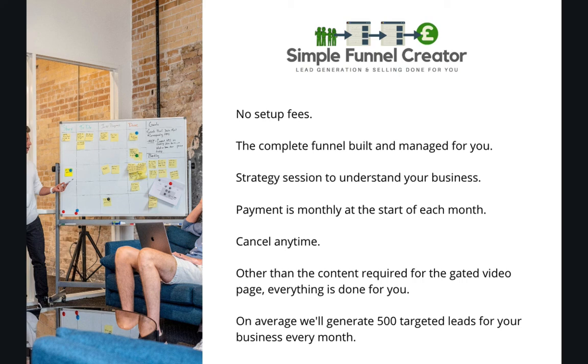You can cancel any time, so that's why we always take the payment at the start of the month. Other than the content required for your gated video, which we'll talk about with you in your strategy session, everything else is completely done for you. On average, you'll get a minimum of about 500 targeted leads for your business each month, with the conversion we look at over that four email stage. When we've done this with clients, working on their numbers, we tend to get about 10% conversion into actual clients initially.